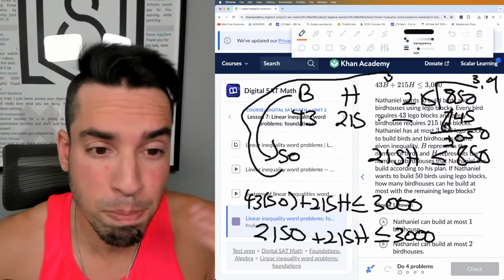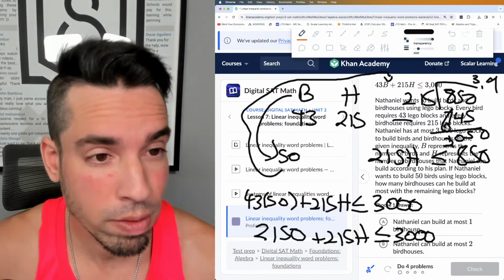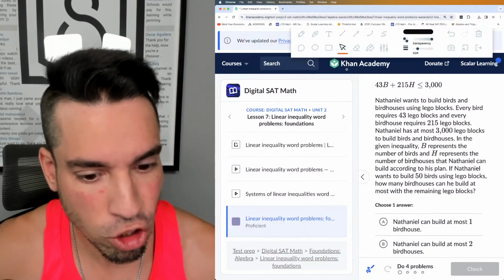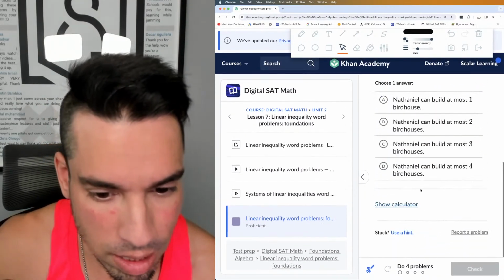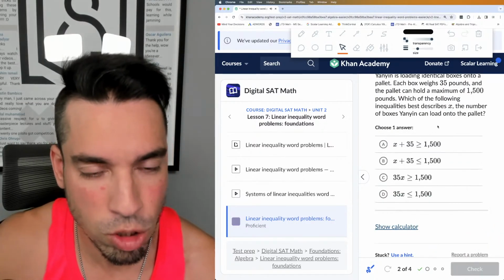So it's really close, but it's saying H is less than or equal to 3.9. So even though it's really close to 4, the max should be 3. So I believe it is option C, unless I made a mistake. Let's check it. Boom, done. We got them. All right, moving on to question number 2.